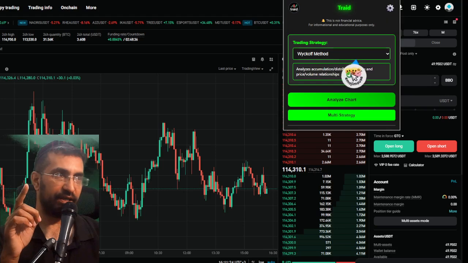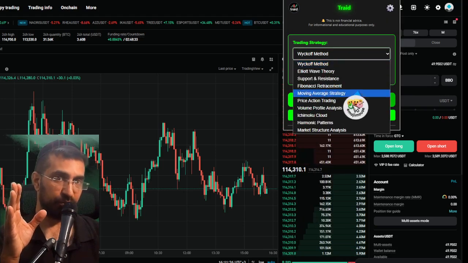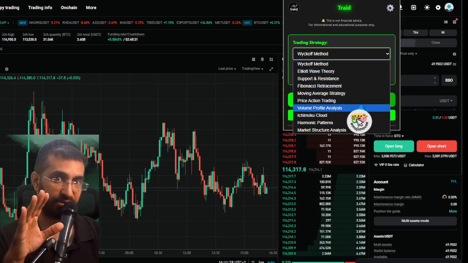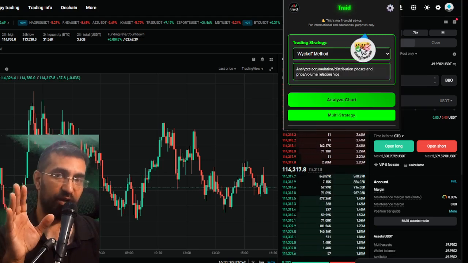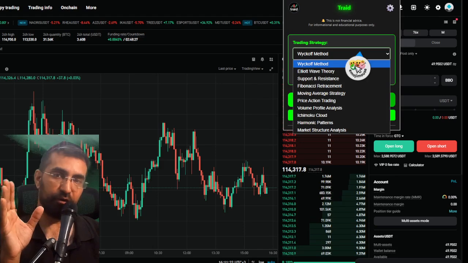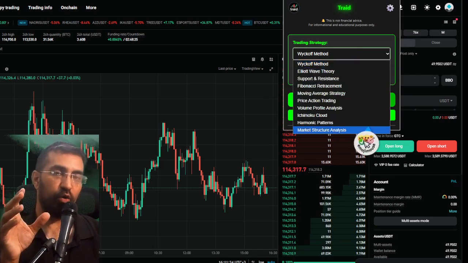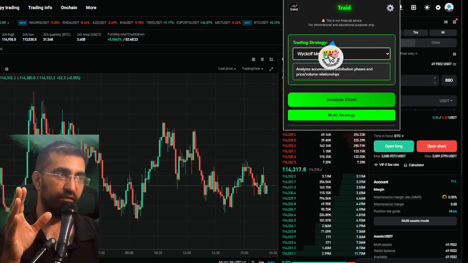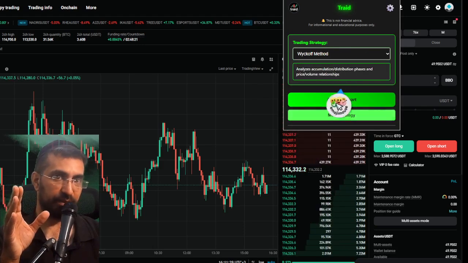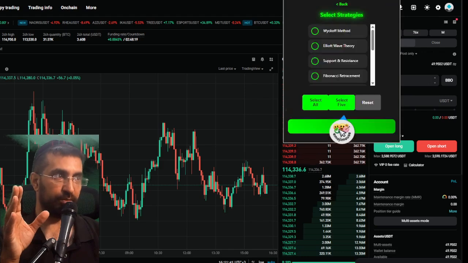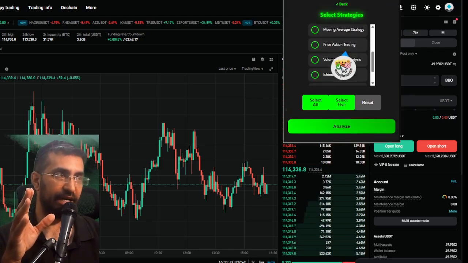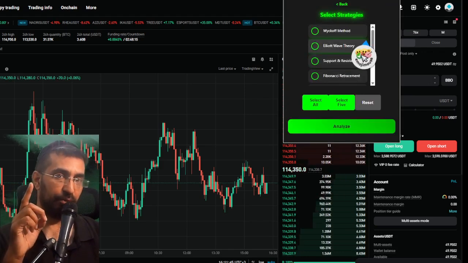When I click on it, it asks me which strategy would I like to test this graph with. AI will look at the graph and tell you what Wyckoff would say if he looked at this graph, or all the other methods. But I don't even want to use this. I want to use this button here, the multi-strategy button. When you click on that, you're actually able to choose from multiple strategies.